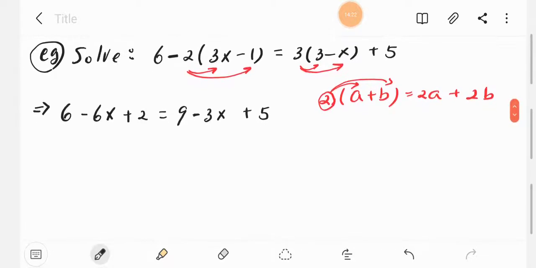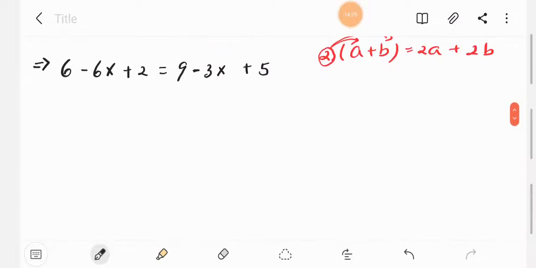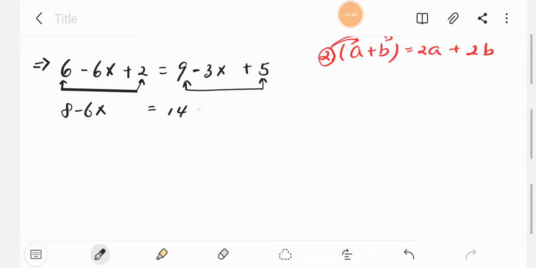Okay. Then what do we do next? Simplify each side. There are two constant terms, so why don't we add these two? Then 6 plus 2 is 8 minus 6x equals. Here are also two constant terms, so 9 plus 5 is 14 minus 3x.